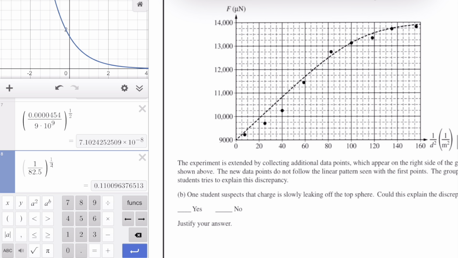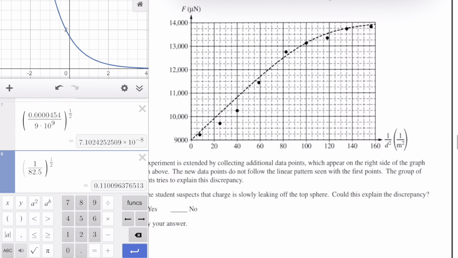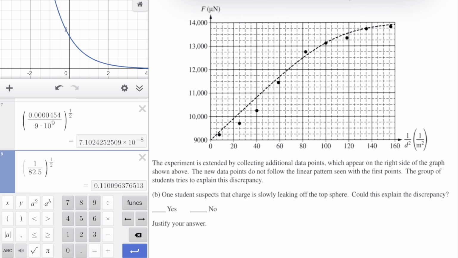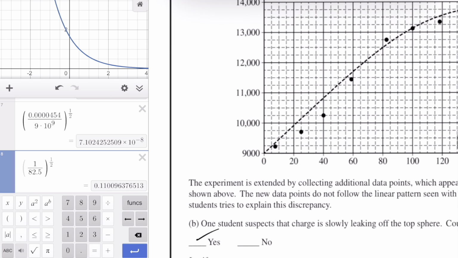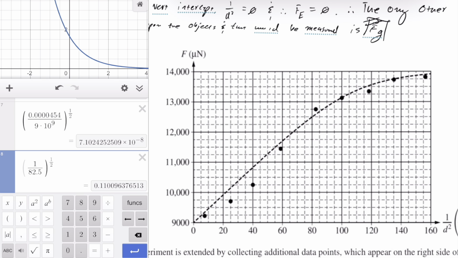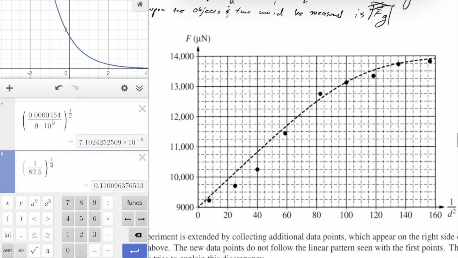So the experiment is extended by collecting additional data points, which appear on the right side of the graph shown above. The new data points do not follow the linear pattern seen with the first points. The group of students tries to explain this discrepancy. One student suspects that the charge is slowly leaking off the top sphere. Could this explain the discrepancy? And the answer is yes, it can explain the discrepancy, right? Because if charge is leaking off the top sphere, the electric force has to get weaker, right? So let's think about it.